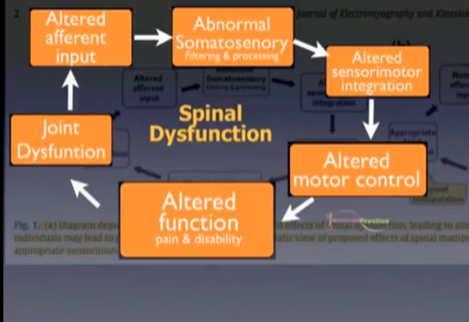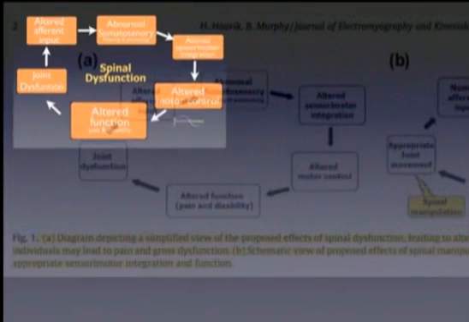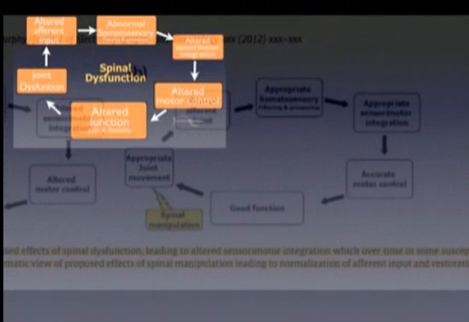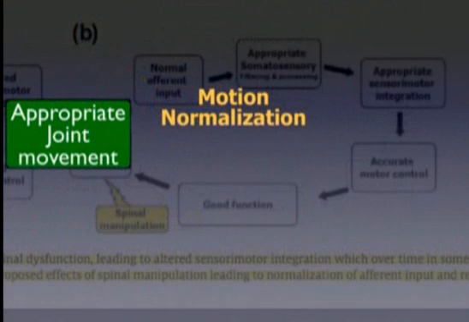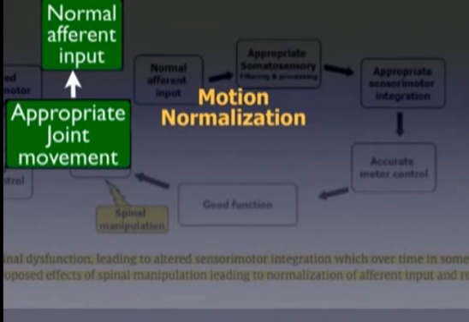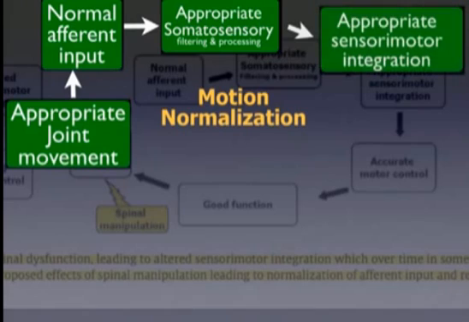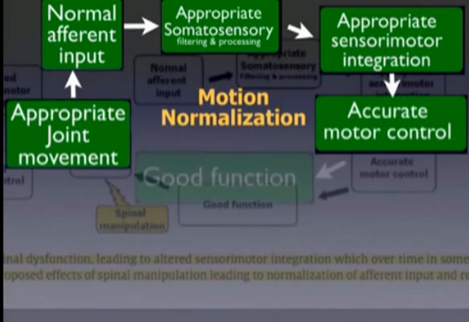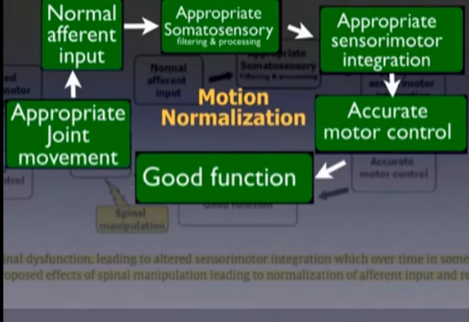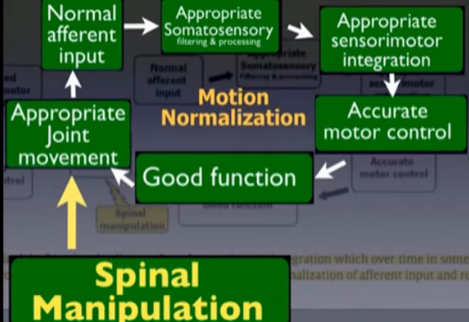And this cycle of spinal dysfunction is potentially improved by restoring normal joint motion. We call this motion normalization. And Haavik talks about how appropriate joint movement creates normal afferent input, which creates appropriate somatosensory integration and a more accurate motor control, which results in good function, creating a virtuous cycle. And Haavik's observation is that spinal manipulation can be the agent of that appropriate joint movement. And what we've taught in posture practice models for years is that this is true.